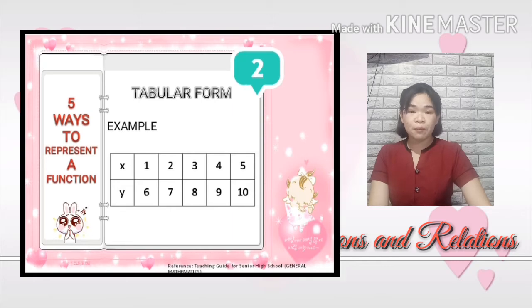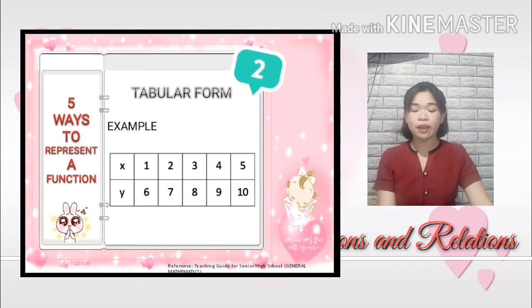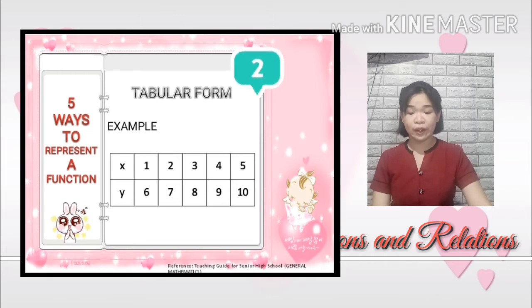The next one is the tabular form, from the root word table. The domain and range are in table form, wherein x is 1, 2, 3, 4, 5, and y is 6, 7, 8, 9, and 10. In this case, you can easily see if the domain has been repeated or not.